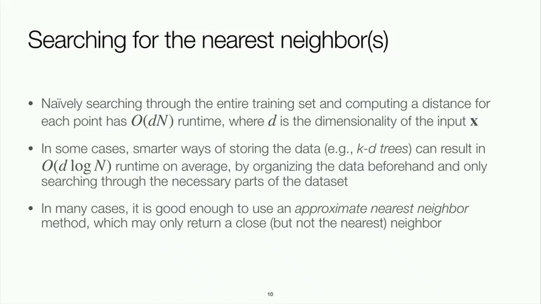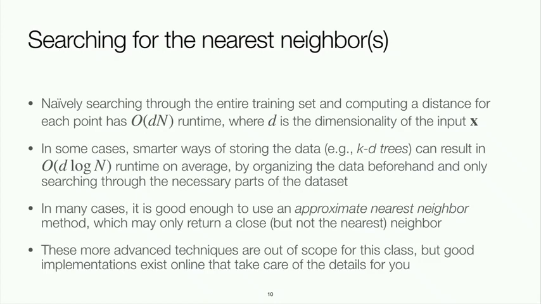Arguably, I think what's actually more important than these things is that in many cases, it's pretty good to just use an approximate nearest neighbor, okay? So you don't have to guarantee that you find the closest neighbor or the 15 closest neighbors, but 15 neighbors that are, quote unquote, close enough. They're pretty close. Oftentimes, this is a good enough procedure for finding a prediction that's fairly decent. And so these approximate nearest neighbor search methods are really quite popular because they can be a lot faster. They're not exactly as accurate, but they're still pretty good. These more advanced techniques are out of scope for this class, but good implementations exist so that they can take care of all the details for you, and you don't have to worry about those things necessarily.